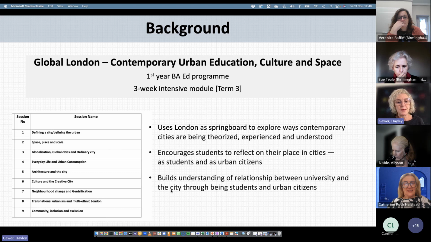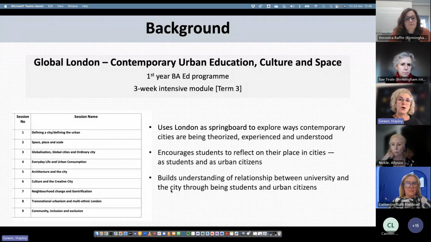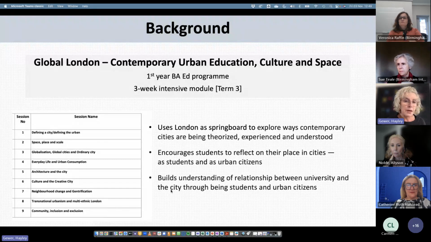And you can see from the table on the screen that each day of the module, we focus on a different theme around urbanism and around cityness. So this is the second year that I've run this particular module. And I thought it would be useful to use this conference as a space to reflect on the value of this type of assessment and also to build a more theoretical engagement around the thinking on the methodology and outcomes of this type of assessment.